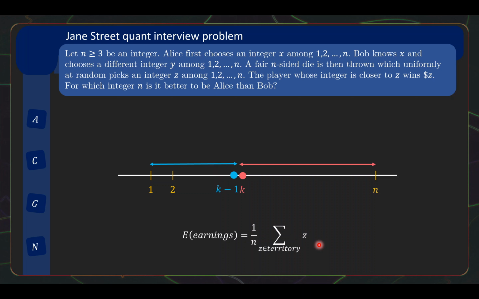But the question then is, okay, let's say Alice and Bob pick their numbers already. How do I assess whether Alice is in a better position or Bob is in a better position? Then this is where we look at the expected earnings.